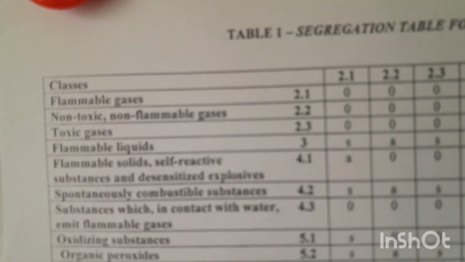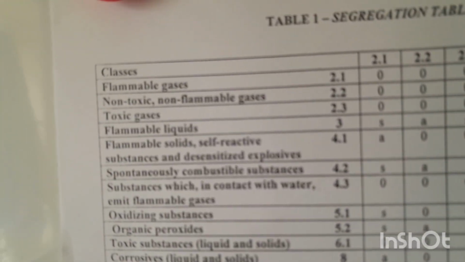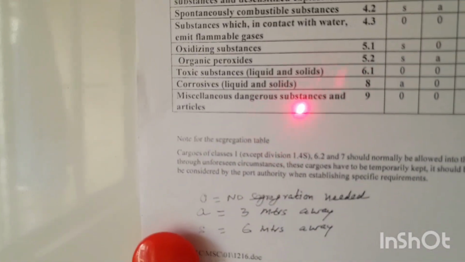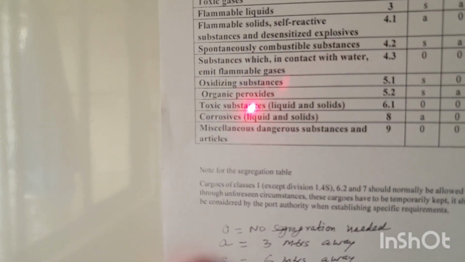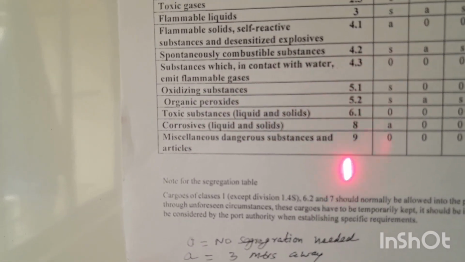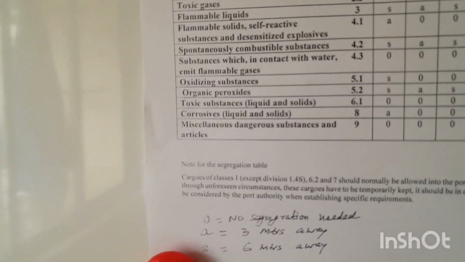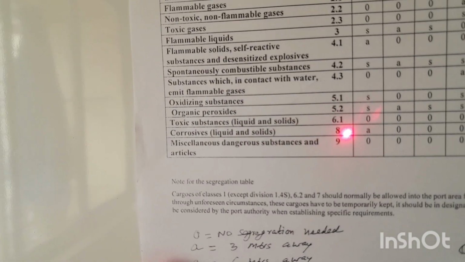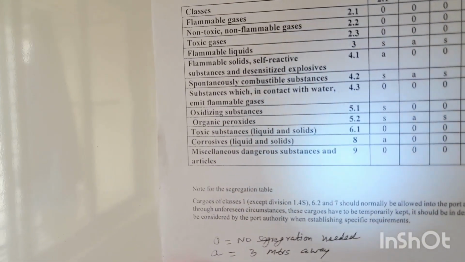Then one of the other important things you can see here: you have started with class 2.1. What happened to class 1? Class 1 is missing. Class 1 is not listed there. Similarly, under class 6 there are 2 classes, 6.1 and 6.2. So 6.2 is not listed there. After class 6 it has come to class number 8. Class number 7 is not there. So class number 7 is also missing here.